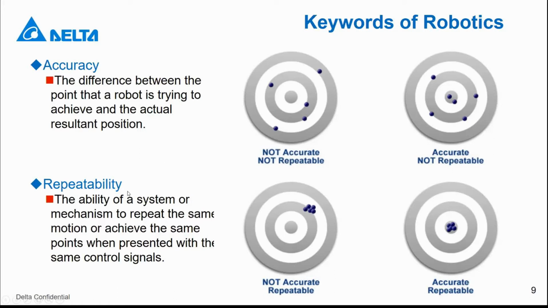So repeatability is more important for a robot for now, because the robot needs to go to the same position every time. You cannot go to a different position every time. Then the robot is totally not usable.